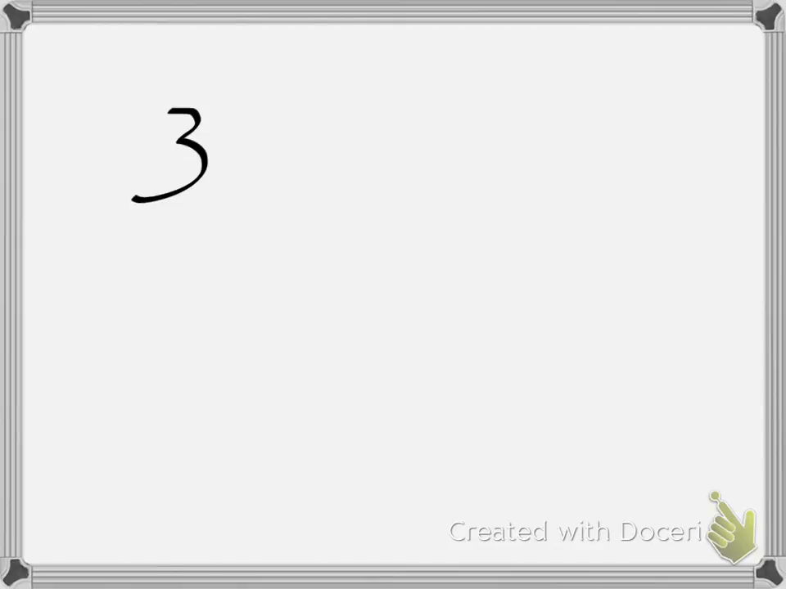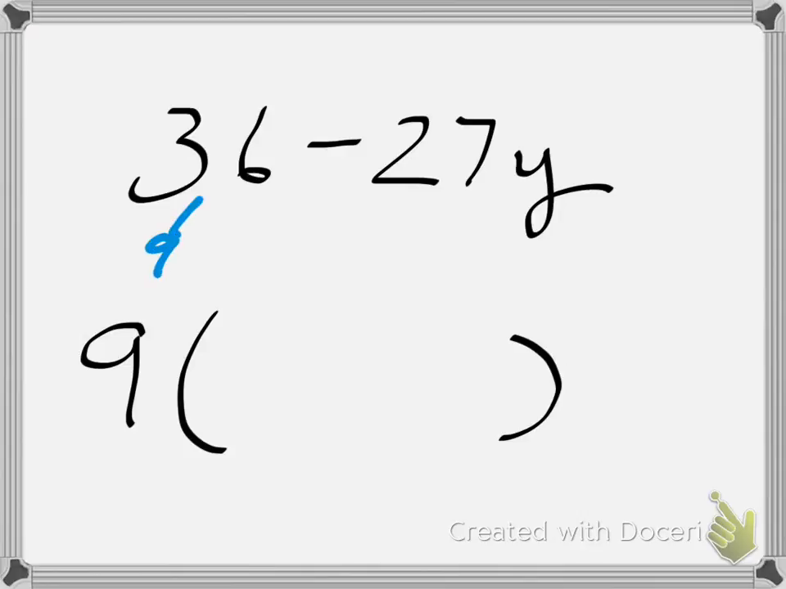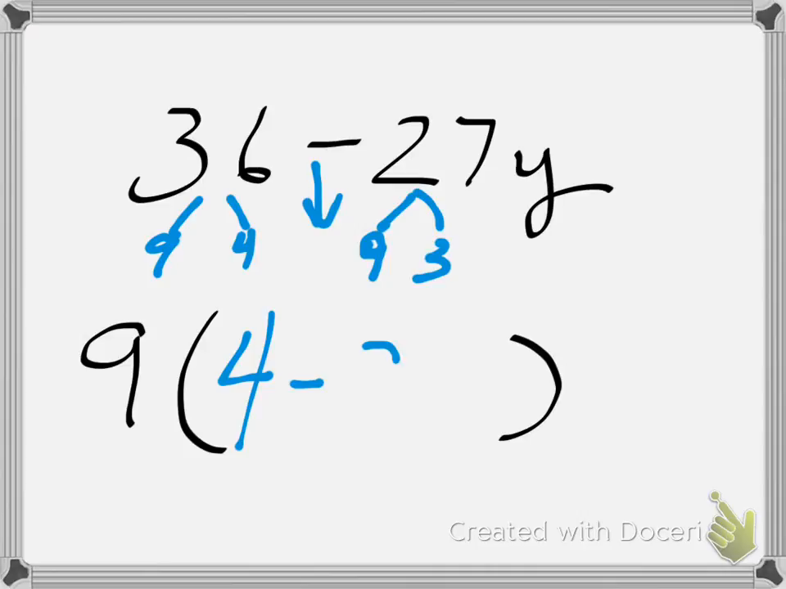Just one more. 36 minus 27y. And we're going to take this in two factors, one of which is 9. So 9's one factor. And for the other factor, 36 is 9 times 4. So 4 drops down here. Our minus sign can drop down. 27 is 9 times 3. So 3 comes down. And then the y comes down. So 9 times 4 minus 3y.